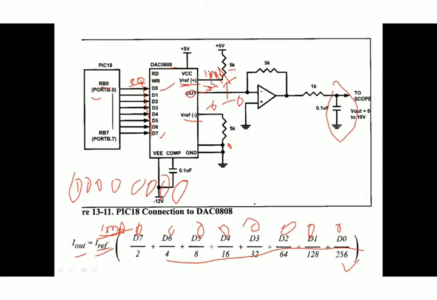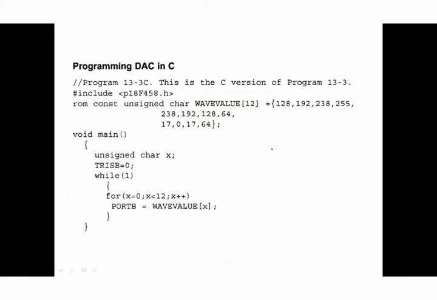The current you get here will be converted into voltage using this op amp. Here this is a current to voltage converter. So here is an example program. By looking at that program, can you tell me what output you are actually getting?